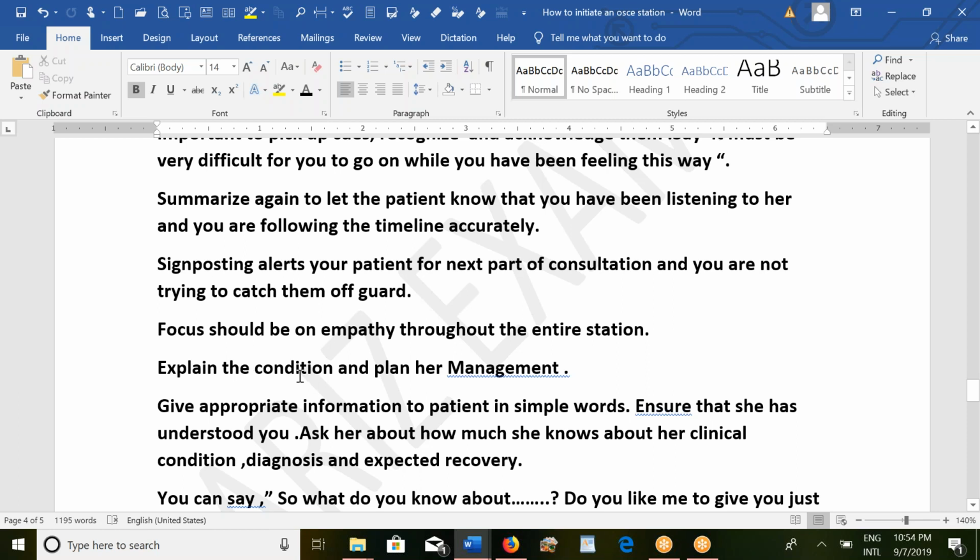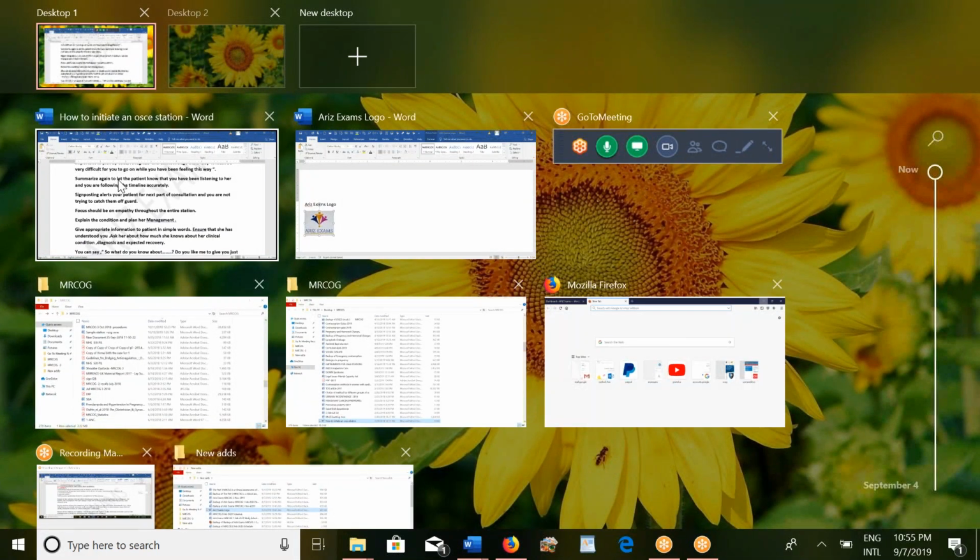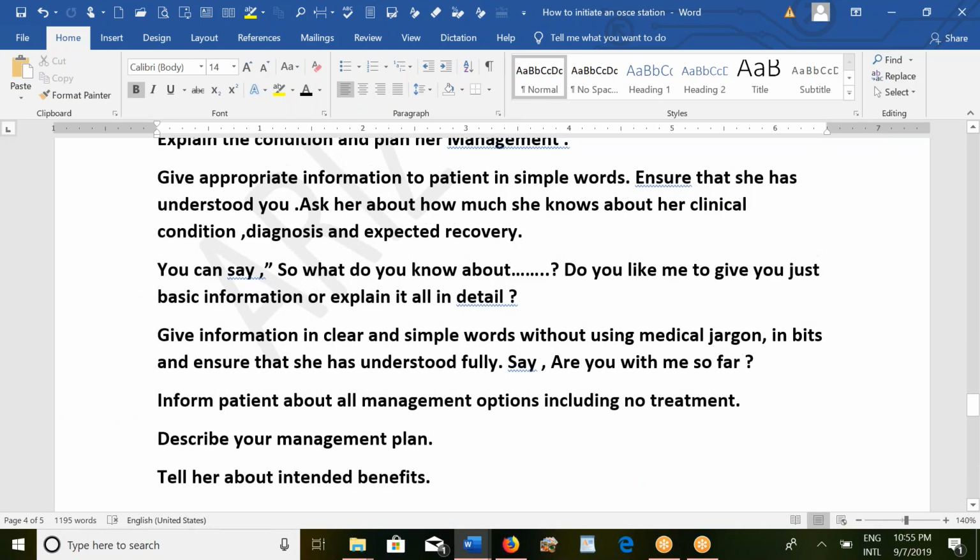Then explain the condition and plan her management. Give appropriate information to the patient in simple words. Ensure that she has understood you. Ask her about how much she knows about her clinical condition, diagnosis, and expected recovery. For example, you can say, "What do you know about the name of her problem? Do you like me to give you just basic information or explain it in detail?"